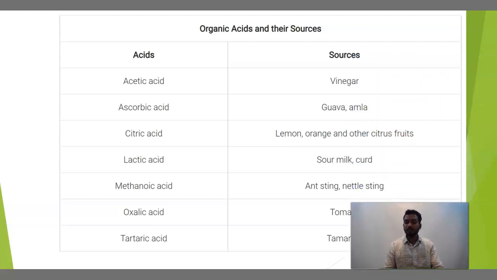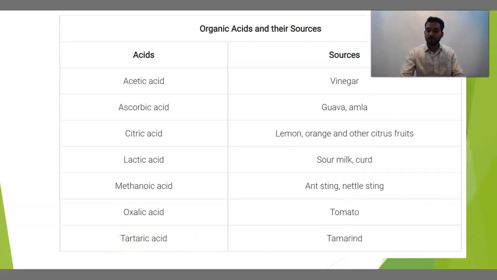Here it describes complete information. Acids. Acetic acid, from where are we going to obtain it? From vinegar. Ascorbic acid, guar amla, citric acid, lactic acid, methanoic acid, oxalic acid, tartaric acid. My dear students, remember one thing: from this table you can expect one question for your 1 mark.